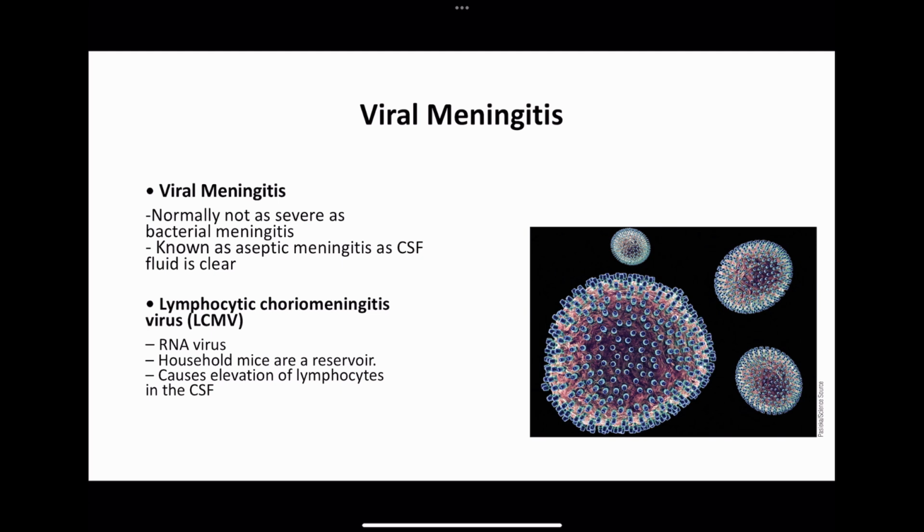lymphocytic choriomeningitis virus, LCMV. It is an enveloped single-strand negative RNA virus, and it can cause aseptic meningitis. It causes elevation in the lymphocytes in the CSF. The household mouse is usually what can contract this, and this is if you inhale such as their saliva, urine, or feces, or this can be contracted from mother to fetus, and there is no effective antiviral.